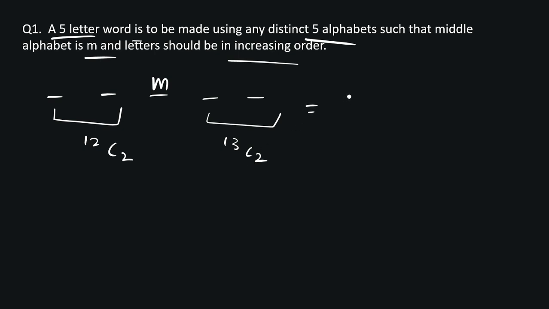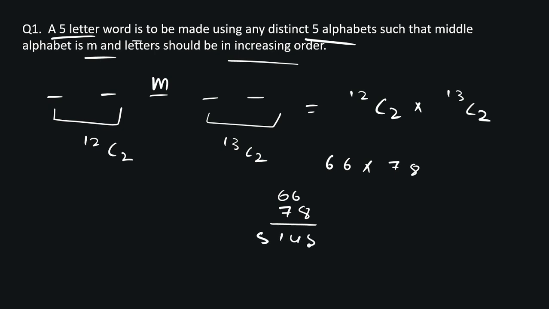Now, the solution will be 12C2 into 13C2, which is 66 into 78. After we solve 66 into 78, we get 5148. So the solution for this is 5148. Now let us move on to the next question.